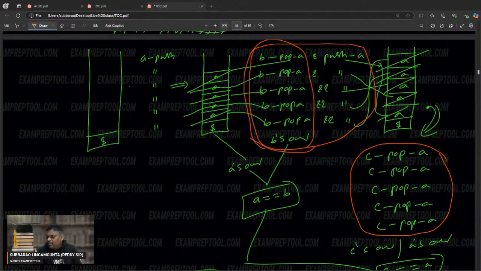LBA, linear bounded automata, is theoretically present, practically not there. There is a minute difference between LBA and Turing machine. Almost both are the same. Afterwards, I will explain. Thank you so much for asking, Sunny.